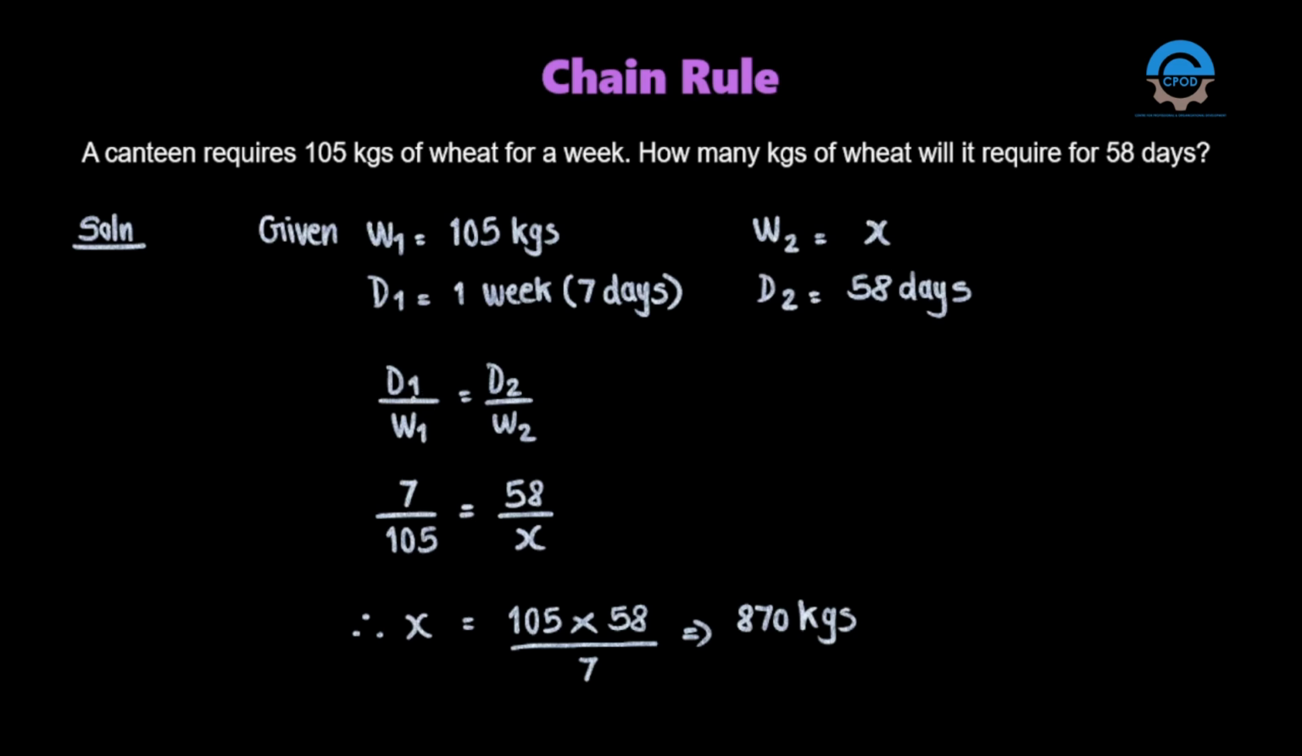Here we have to find how many kgs of wheat will it require for 58 days. And the formula is d1 divided by w1 is equal to d2 divided by w2. That is m into d into t divided by w. Here manpower is not given, days is given, time period is not given. So we have omitted these two things and we have taken days and work done. In the first scenario, 7 days, 105 kg. Second scenario, 58 days, we have to find how many kgs of wheat. On further calculations, we will get the value of x as 870 kgs. So 870 kgs of wheat is required for 58 days.